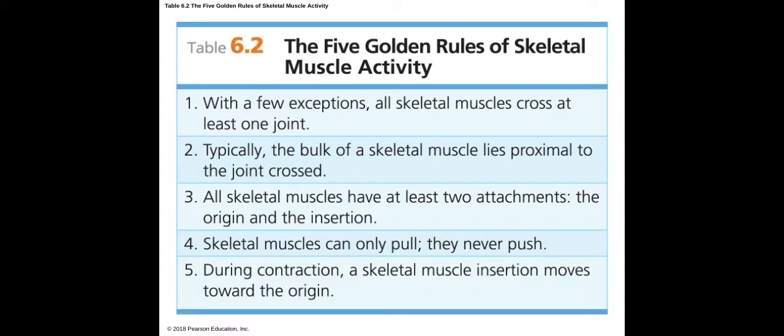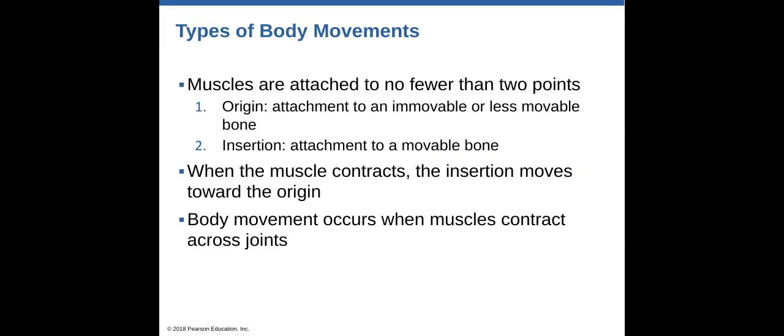Number three, all skeletal muscles have at least two attachments, the origin and insertion. We'll get to that here in a minute. Number four, skeletal muscles can only pull, they never push. And then number five, during contraction, a skeletal muscle insertion always moves towards the origin. So just some golden rules of how your muscles work.